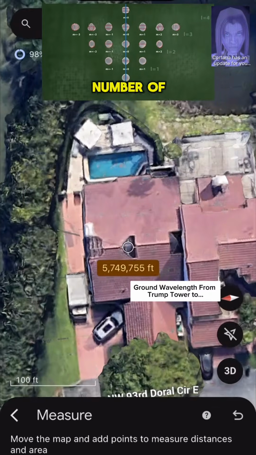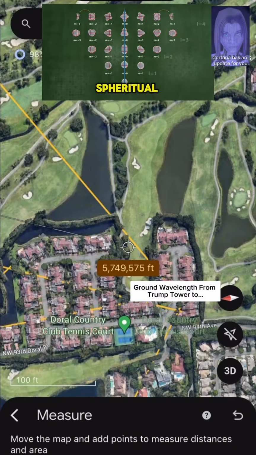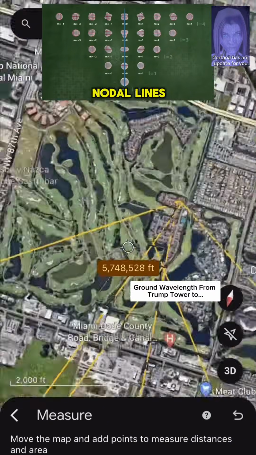We can generate any number of basic modes on the two-dimensional spherical surface by adding and rotating nodal lines, starting from the simplest vibration.